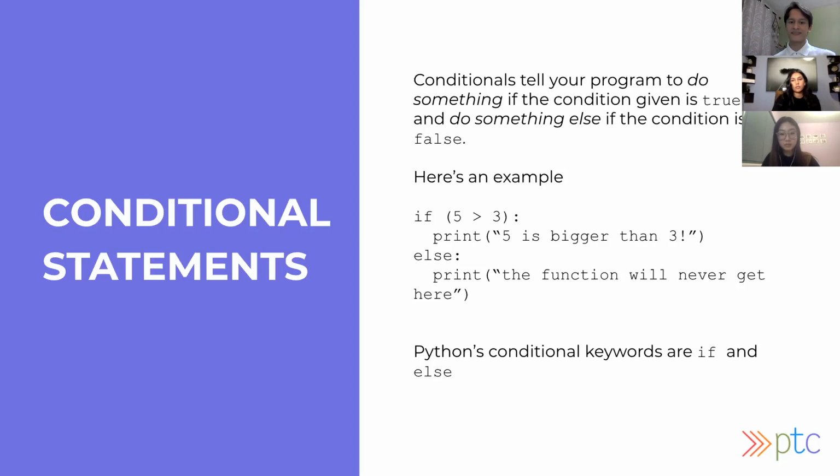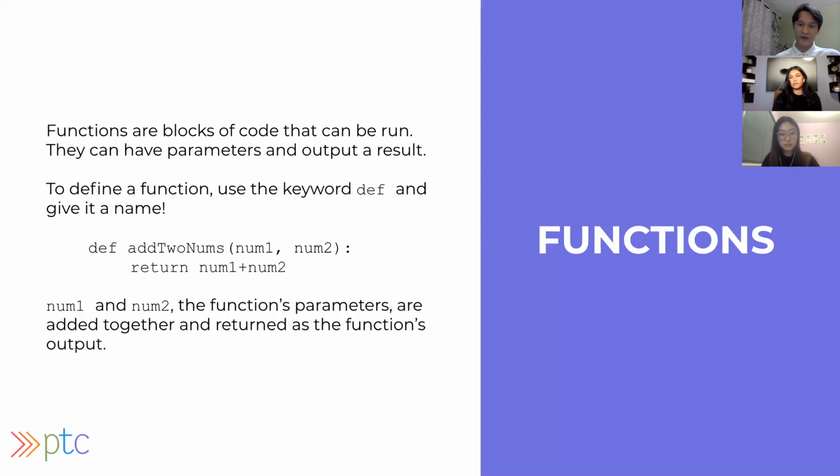Moving on to one thing that's a bit broader than just a conditional statement, we have functions. So functions are blocks of code that can be run. They can have parameters and output a result. They work kind of like math functions. f of x, for example, has x as a parameter and outputs something calculated using the value of x. To create a function in Python, we use the def, that is define, def keyword, and give it a name. To have parameters, we just have to add brackets. And just like the conditional statement, we end that line with a colon and indent the next line.